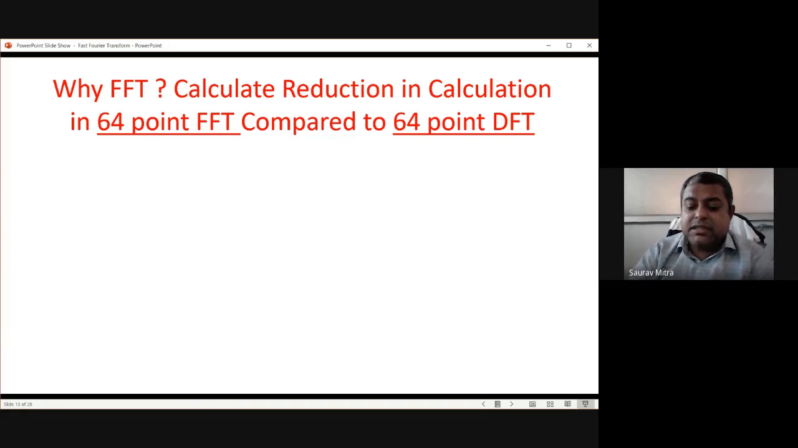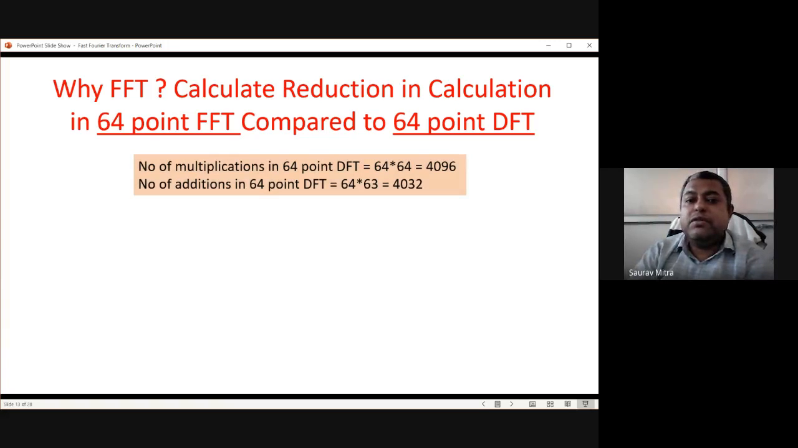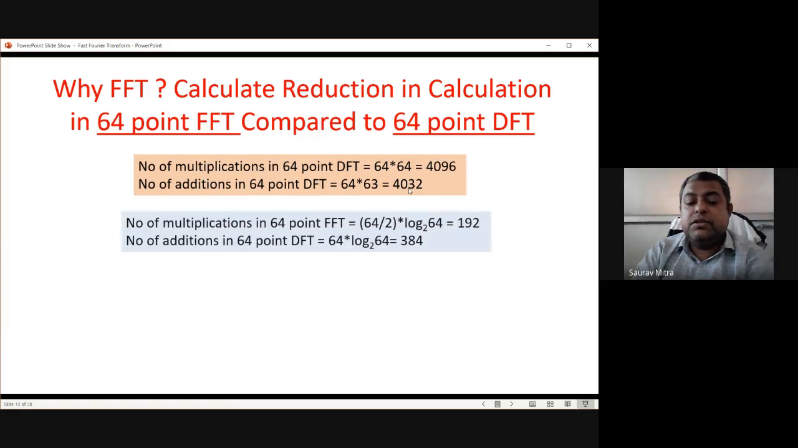You are not calculating any 64-point DFT, but if it is a 64-point DFT, how many multiplications will be required? It is 64 into 64, 4096. And how many additions? 64 into 63, that is 4032. But for FFT, as far as the formula is concerned, multiplication is n by 2 log n base 2. If you do this, the calculation will be 192. So just imagine, for DFT it was requiring 4096 multiplications. For FFT, the same result is obtained with 192 multiplications only. For DFT, the number of additions was 4032.